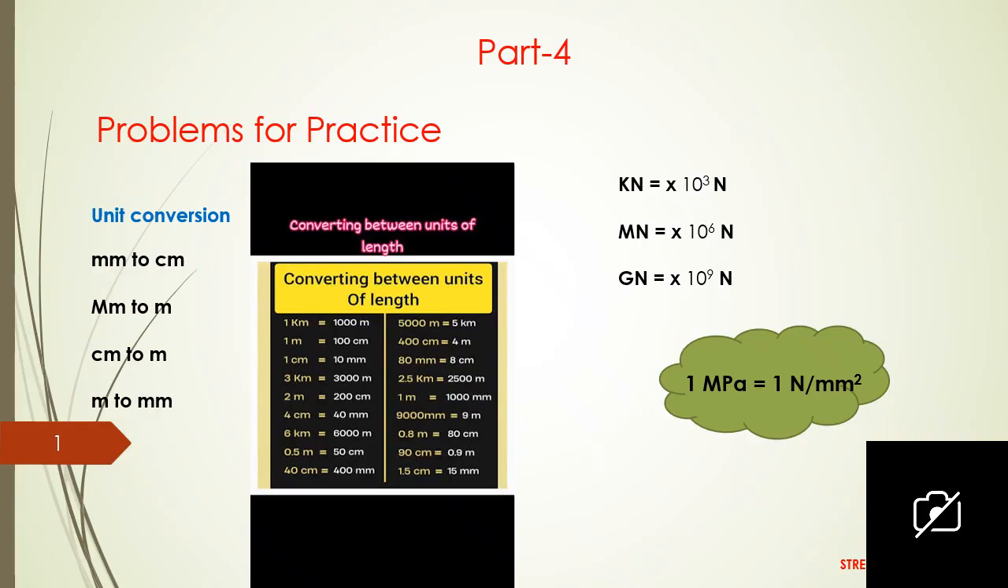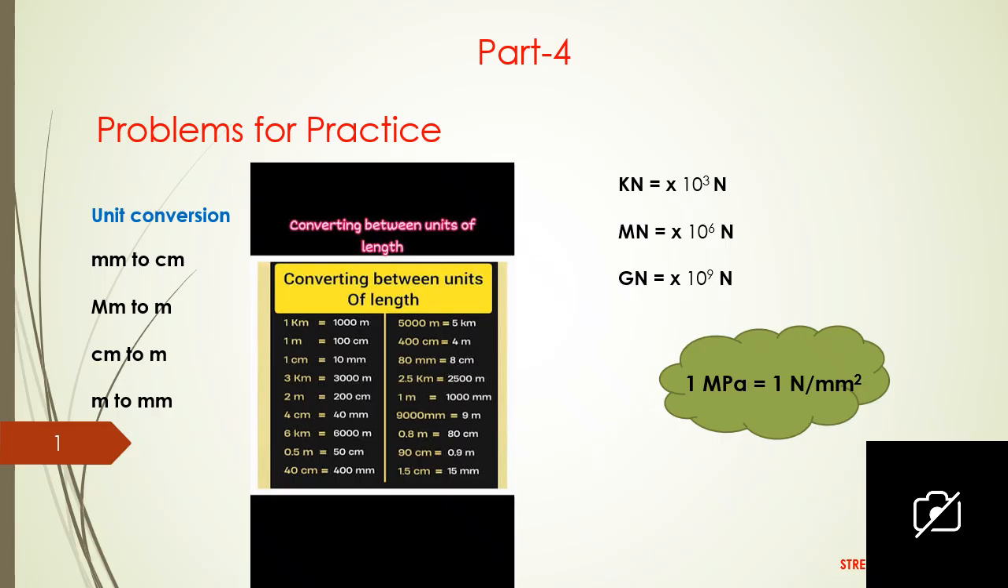So we must know about centimeter to millimeter, millimeter to centimeter, millimeter to meter, centimeter to meter, meter to millimeter. This is the table which will give the basic information about the unit conversion. And also we must know about units of load: Newton, kilonewton, meganewton, giganewton. Easily we can remember that kilo, mega, giga, tera, so 10 power 3, 6, 9, 12.